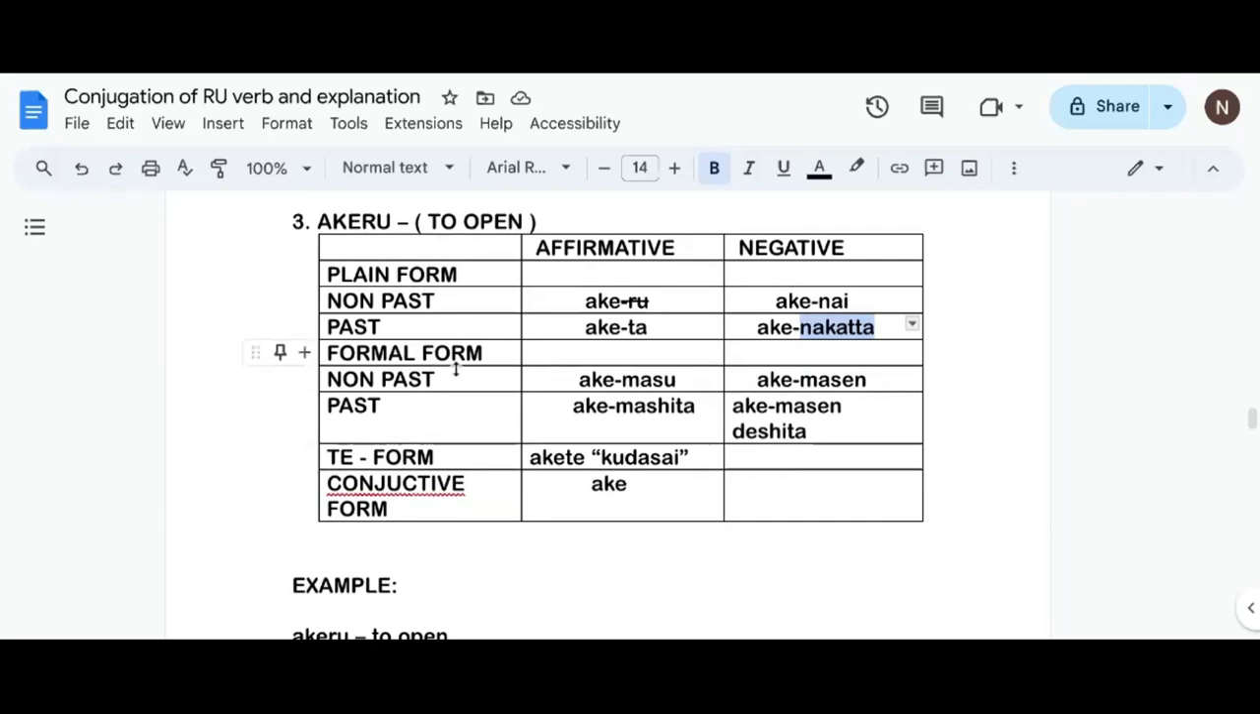Now, in your formal form, drop again the ru. You will only get ake and then add the mas. Akemas. Negative, akemasen. In your past, akemashita. And then in your negative is akemasen deshita. Your te form is akete. And this can be your akete kudasai. Please open. Okay, if you add the word kudasai.